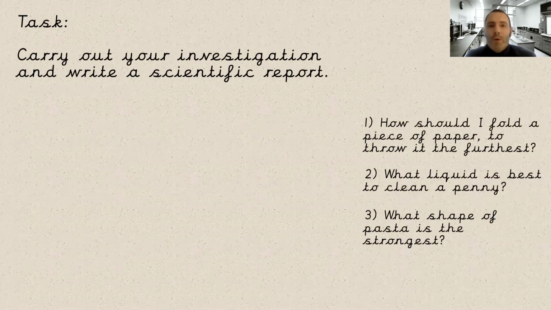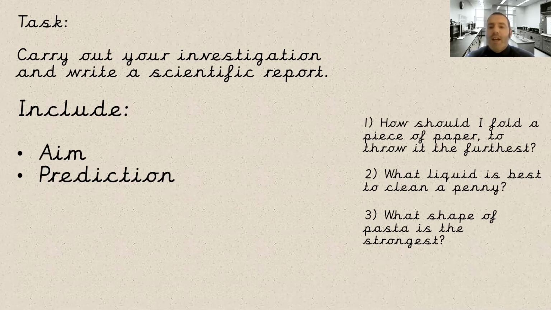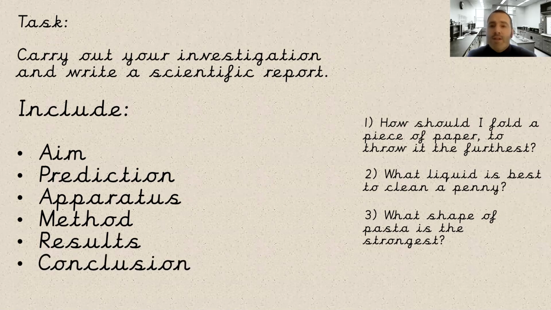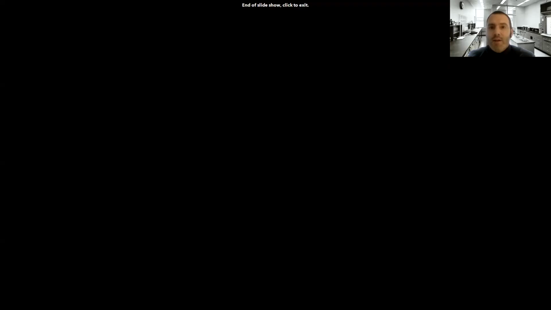So, write your report. Choose your question. Make sure you include your aim, what you're trying to find out, a prediction, what you think will happen, the apparatus, the equipment that you're going to use, the method, how are you going to do it, your results. Can't do an investigation without the results, and your conclusion, and see if you can explain why that happened. So why what happened in your investigation did.